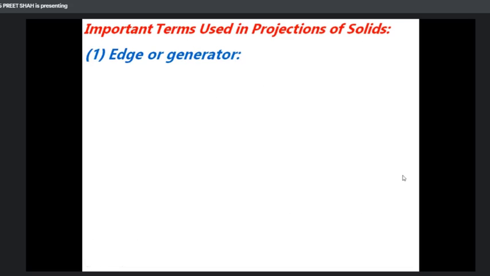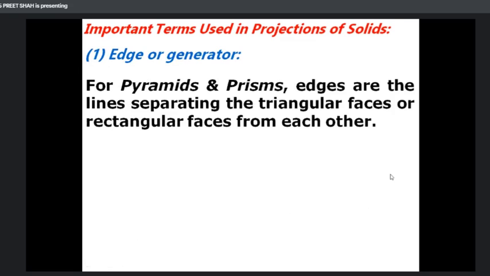Now, edges and generators. Edges and generators have the same meaning. If I'm talking about a prism and pyramid, they are called edges, the lines separating the triangular faces and the rectangular faces. These lines in a prism and pyramid are called edges.